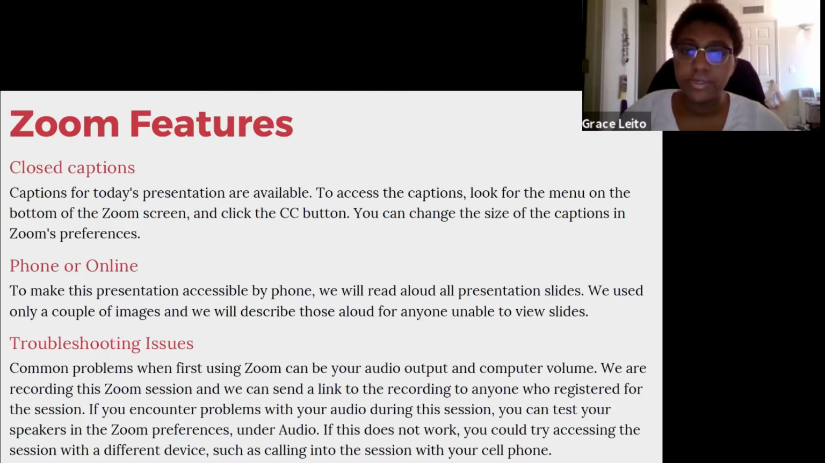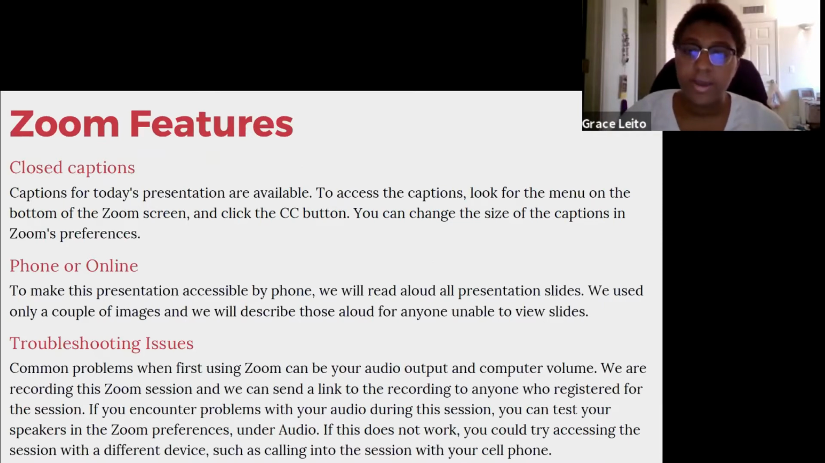And first, we're going to talk about the Zoom features. We have closed captions available for today's presentation. To access the captions, look for the menu on the bottom of the Zoom screen and click the CC button. You can change the size of the captions in Zoom preferences.